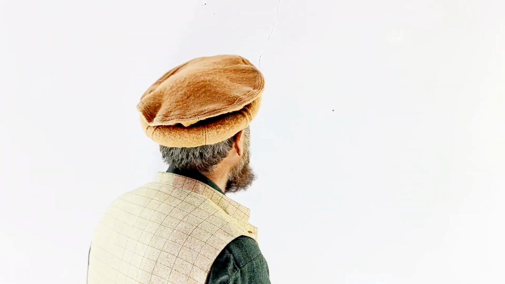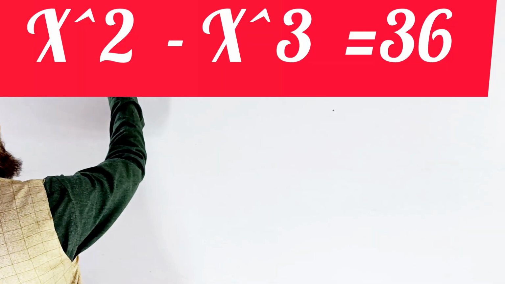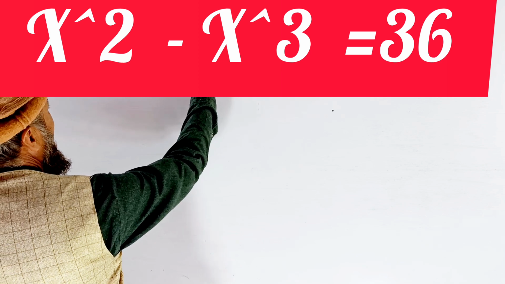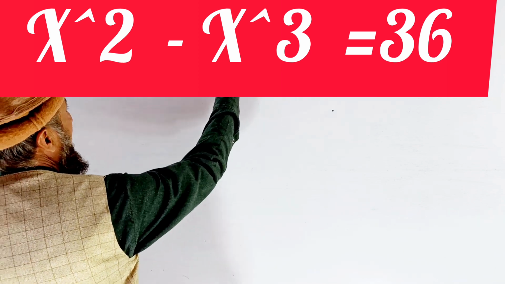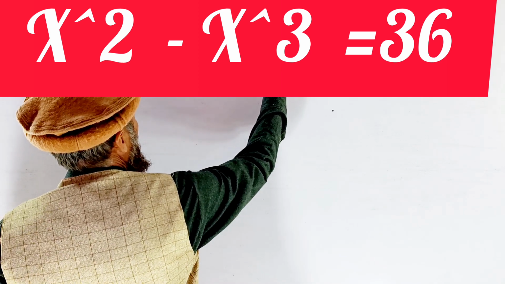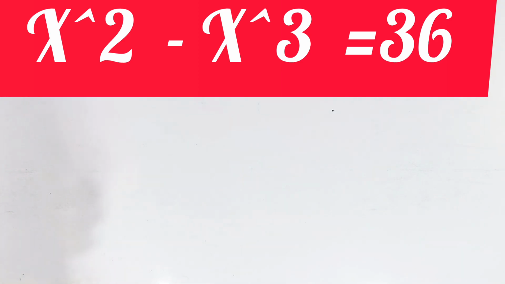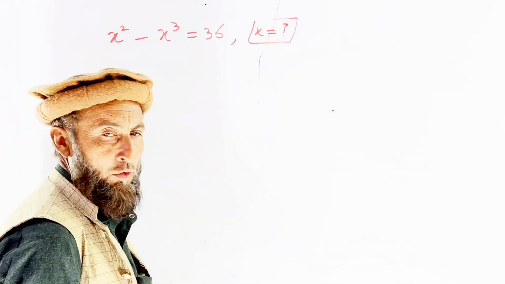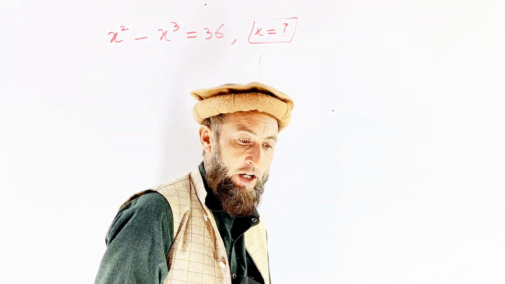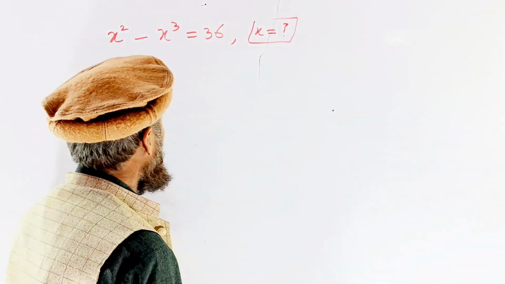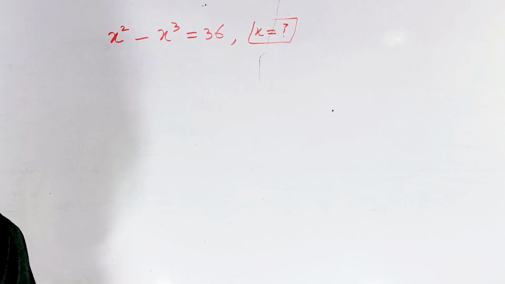Today we have a new question for you. x square minus x cube is equal to 36. How do we calculate the value of x, which is unknown here? There are different methods. We are using the synthetic division and factorization methods. First of all, I am employing the synthetic division method.